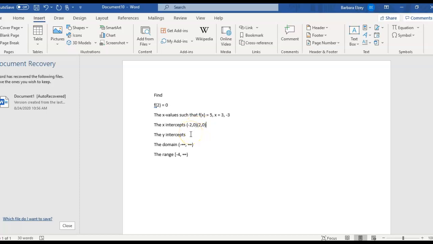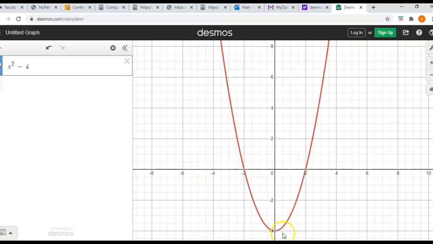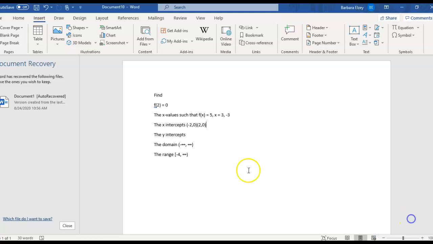All right, now y-intercepts. The y-intercept is where our graph is crossing the y-axis. So let's notice there's only one place, and that's right here, and that's 0, negative 4. And you'll notice for a y-intercept, the x value will always be 0.